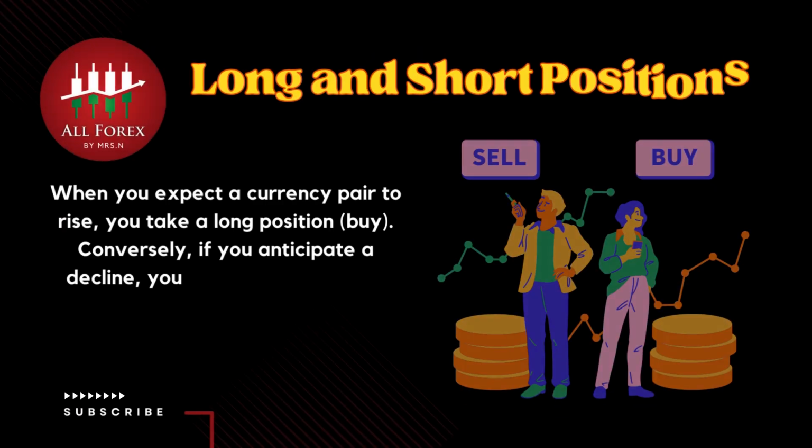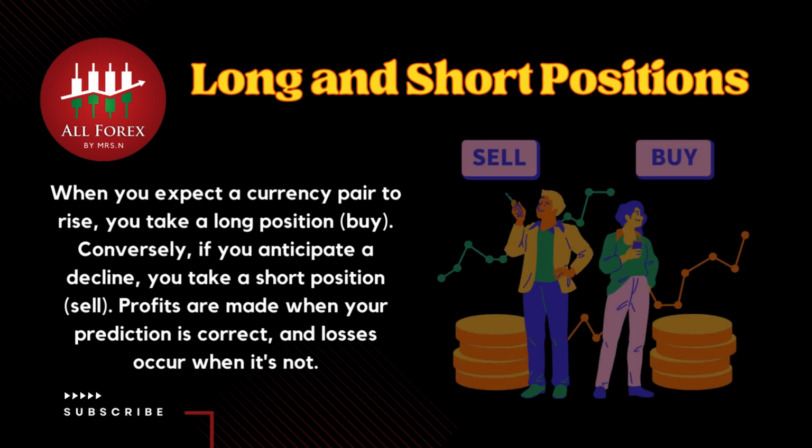Long and short positions. When you expect a currency pair to rise, you take a long position, buy. Conversely, if you anticipate a decline, you take a short position, sell. Profits are made when your prediction is correct, and losses occur when it's not.